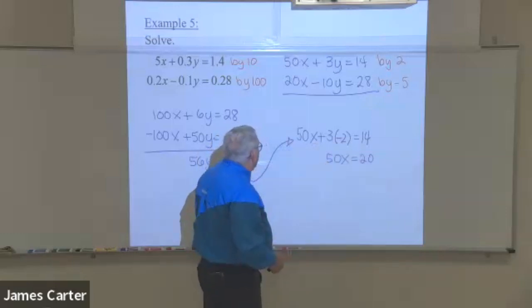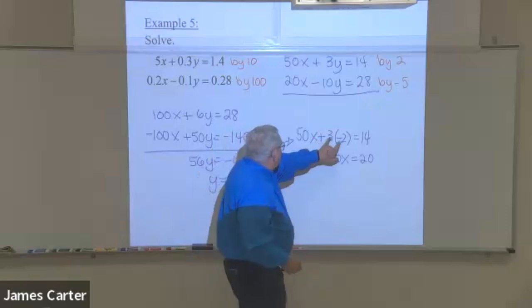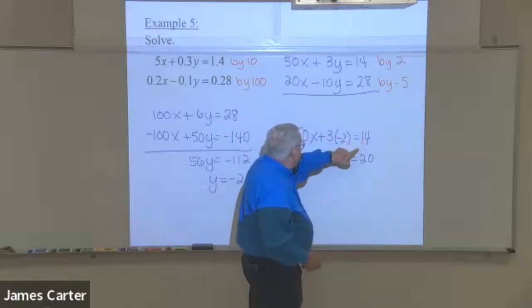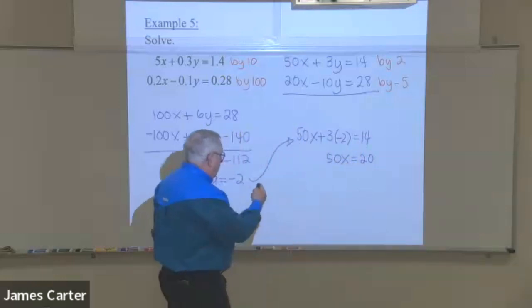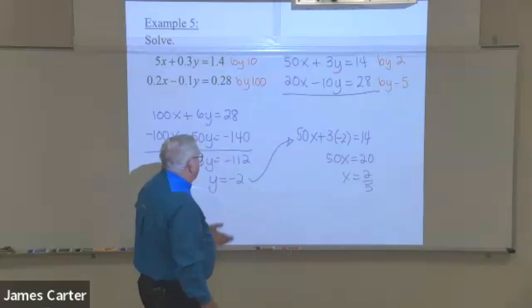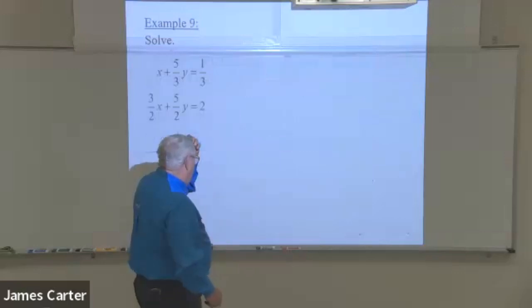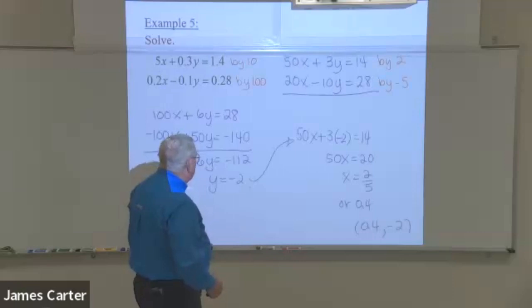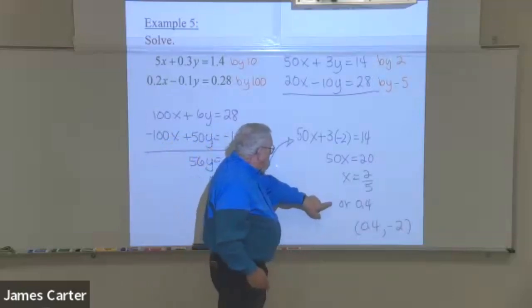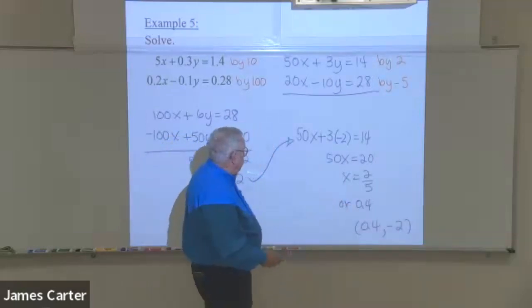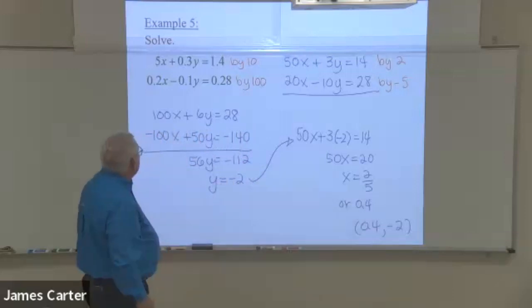and I get 50x. I take this -6 over to the other side by adding 6 to both sides, getting 20. And then I get x equals 2/5 or 4/10. So my answer would either be that, or it could be 2/5, -2. Either answer would be acceptable.